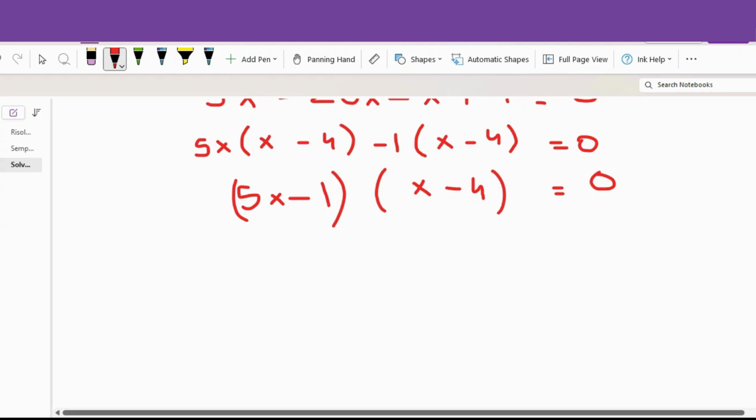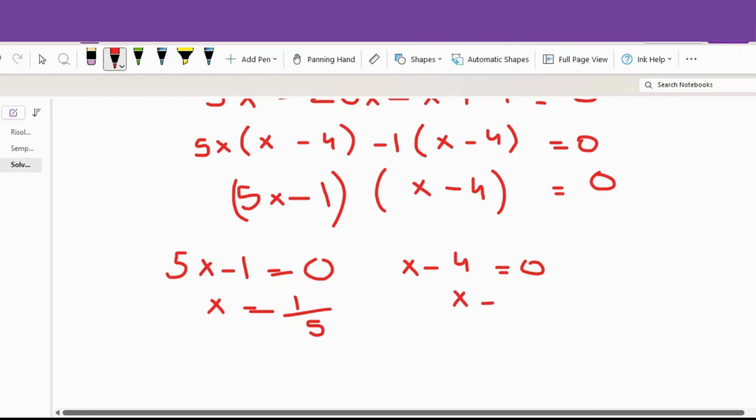Now we have this. This means we can have two equations. One is 5x minus 1 equals 0, and then we have x minus 4 equals 0. So it's going to become x is equal to 1 out of 5, and the other one is x is equal to 4. So we got two values of x for this equation.